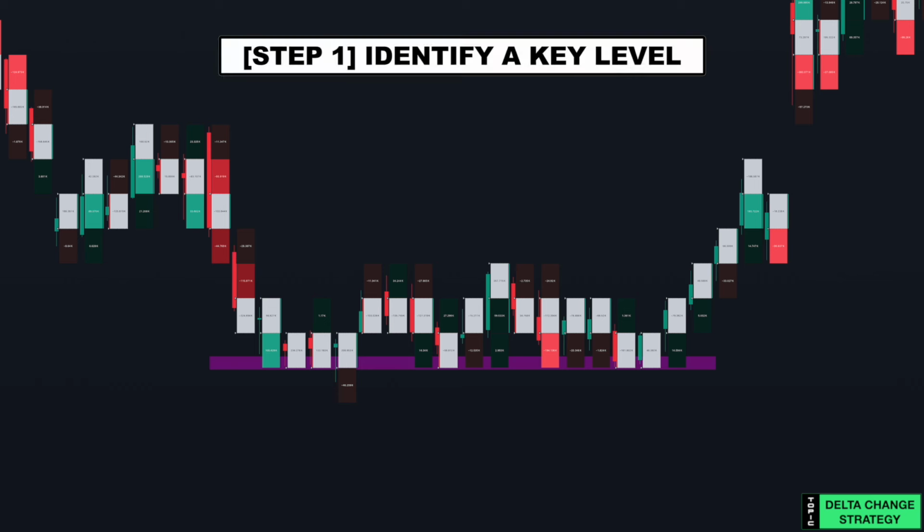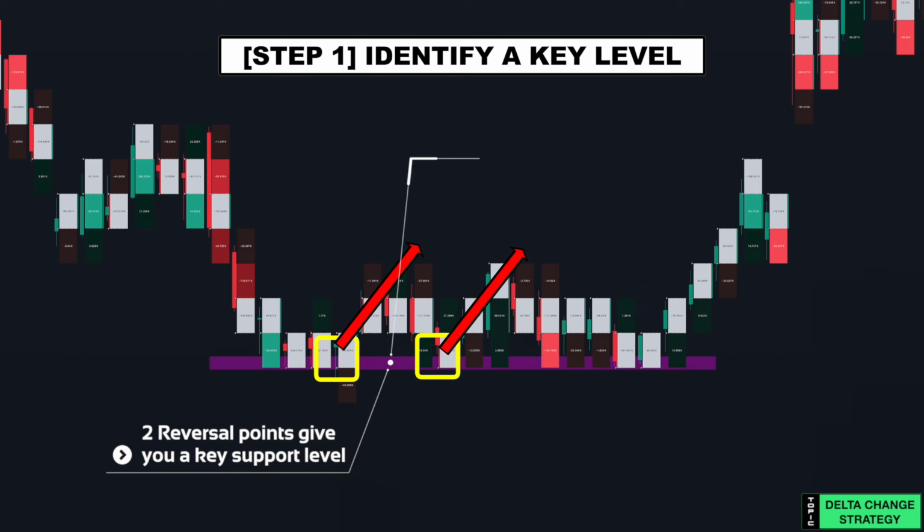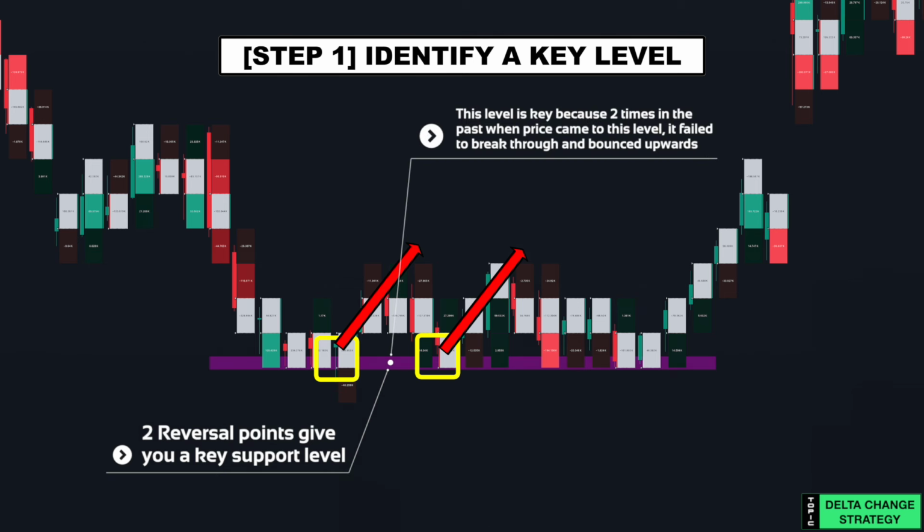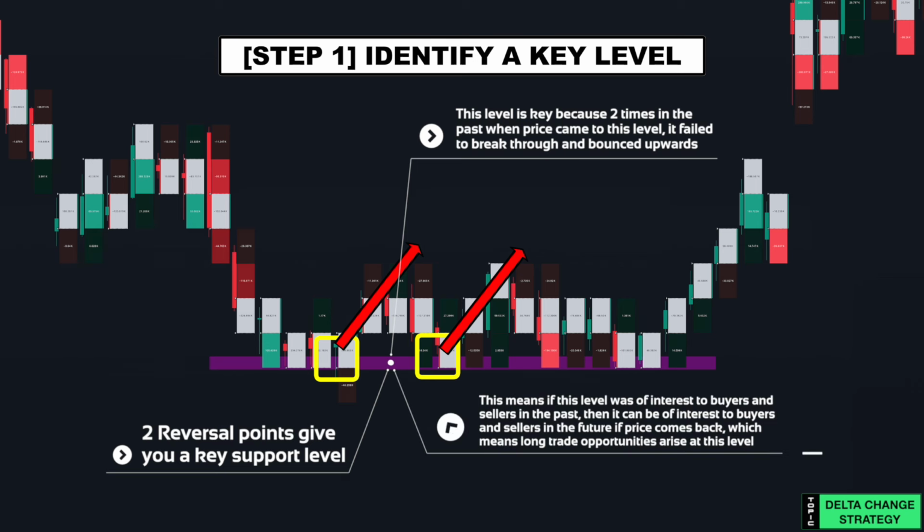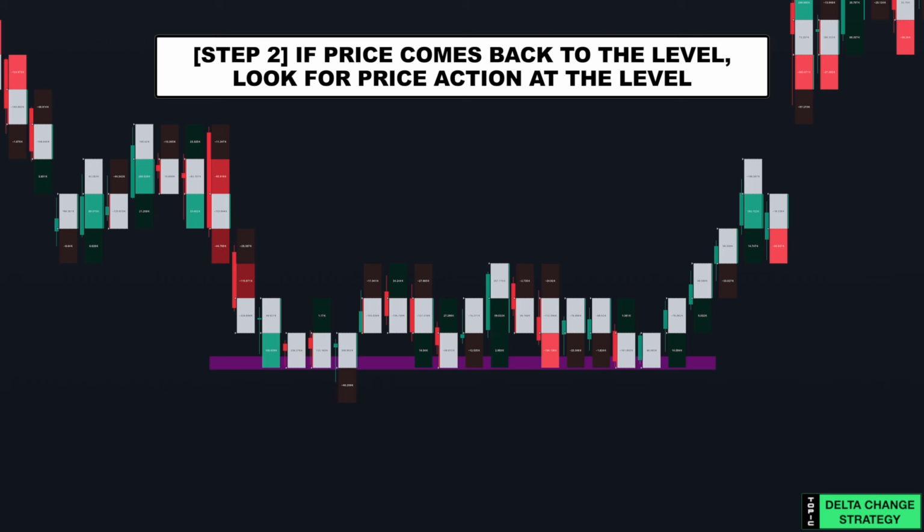Step 1. Identify a key level. These two reversal points give you a key support level. This level is key because 2 times in the past, when price came down to this level, it failed to break through and bounced upwards. This means if this level was of interest to buyers and sellers in the past, then it can be of interest to buyers and sellers in the future if price comes back, which means long trade opportunities arise at this level.